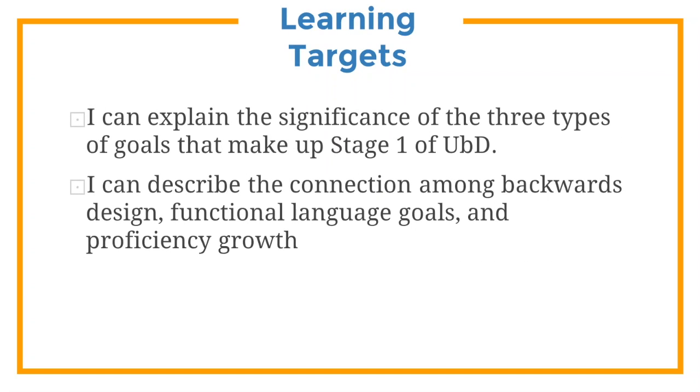I'm changing my slide now. Everybody see it? So here's our learning targets. I can explain the significance of the 3 types of goals. Great. Thank you, Marita. The 3 types of goals that make up stage 1 of UBD, backwards design. And then I can describe the connection among backwards design, functional language goals, and proficiency growth.